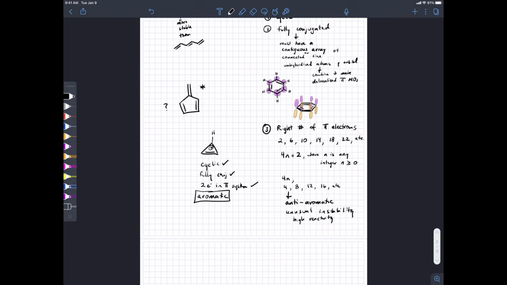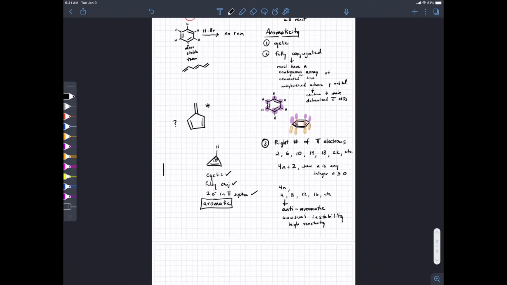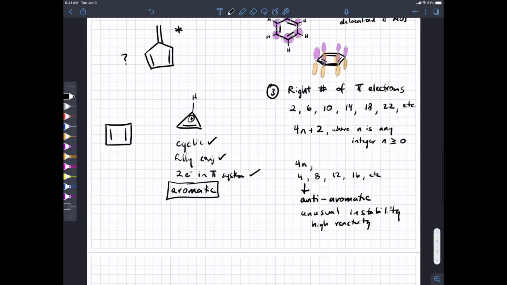So let me give you an example of a molecule that's anti-aromatic. This is cyclopentadienyl. It's cyclic. It's fully conjugated. Each of those atoms should have a p orbital that can line up with the others side by side. So we count the number of electrons that are involved in the pi system, and we get 4. There are 4 electrons in the pi system. That means it's not aromatic, it is in fact anti-aromatic. We will learn why when we consider the molecular orbital picture.